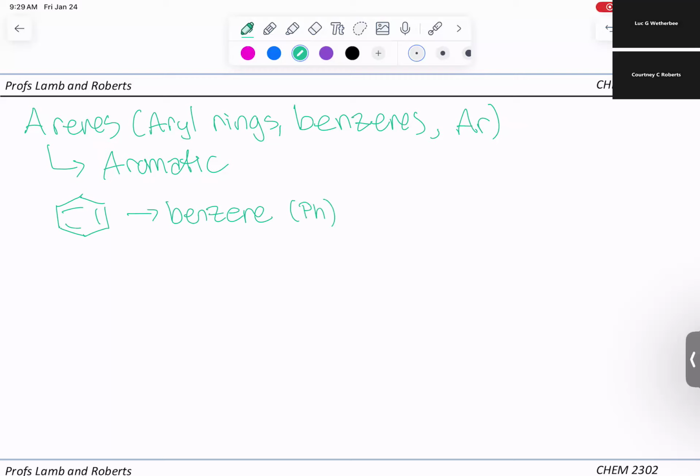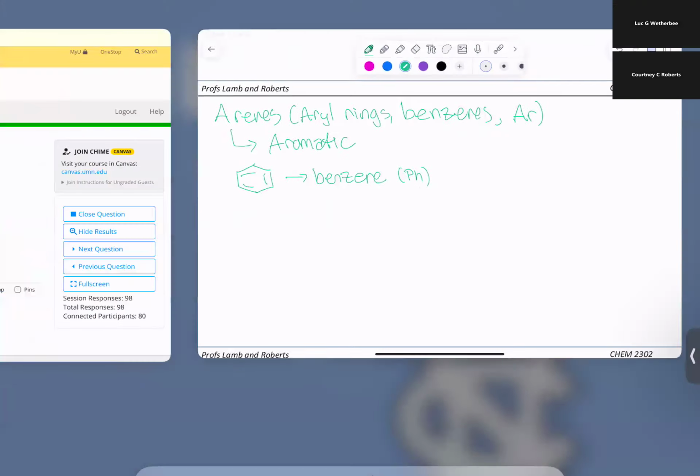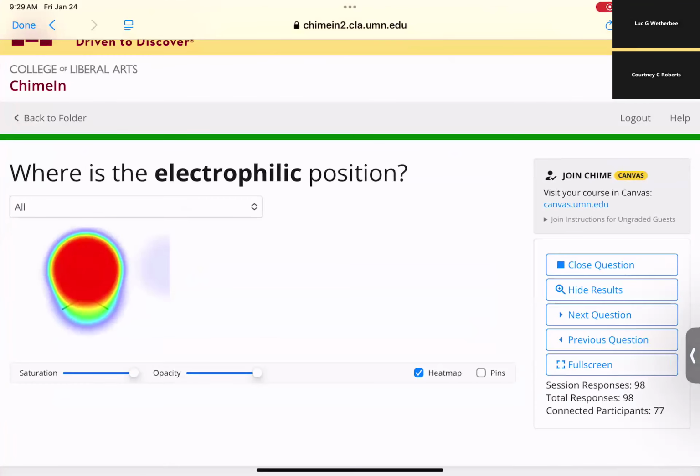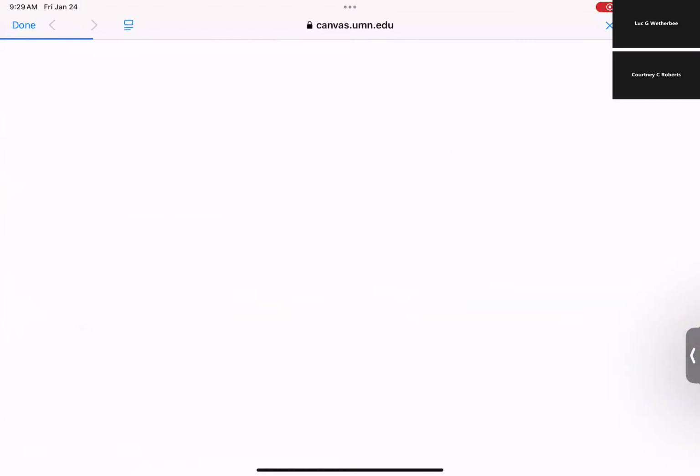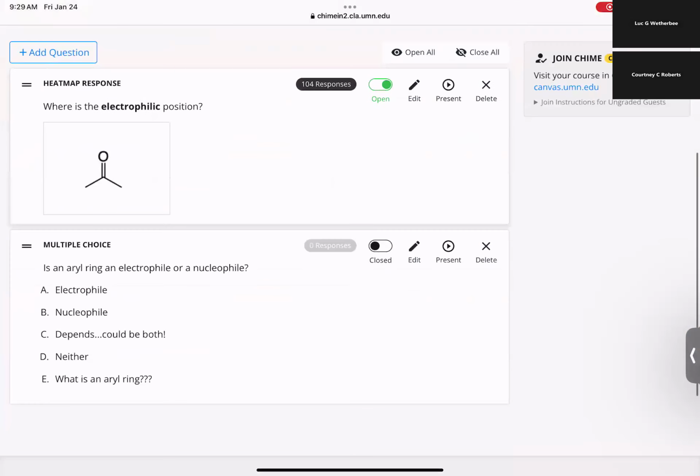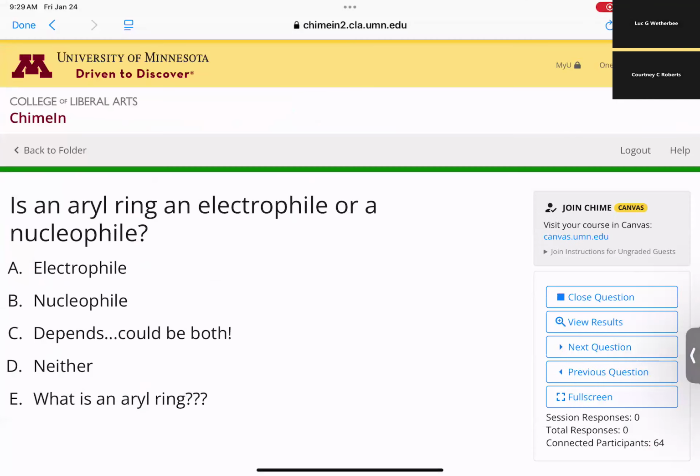All right, so what did we do at the beginning of the class? We assessed whether something was an electrophile or something was a nucleophile, all right? So that's going to be our second chime-in question for the day. What is benzene? Is this an electrophile? Is this a nucleophile? So let's go ahead, and again, it's going to be in lecture 2 assignments, and you're going to tell me what you think. Is this an electrophile? Is it a nucleophile? Could it be both? Is it neither?